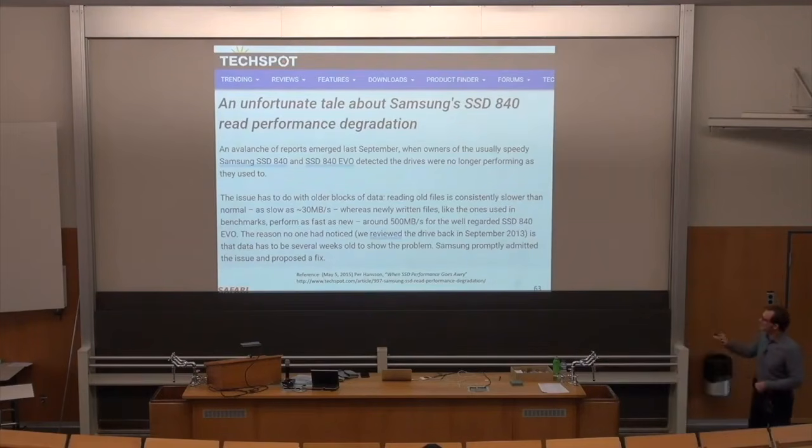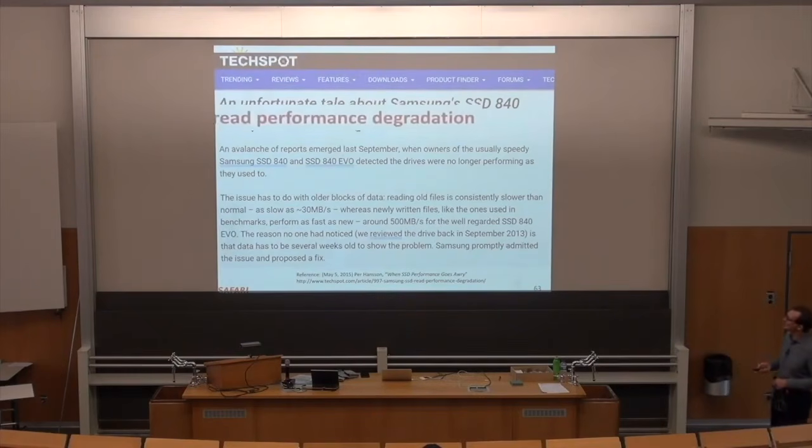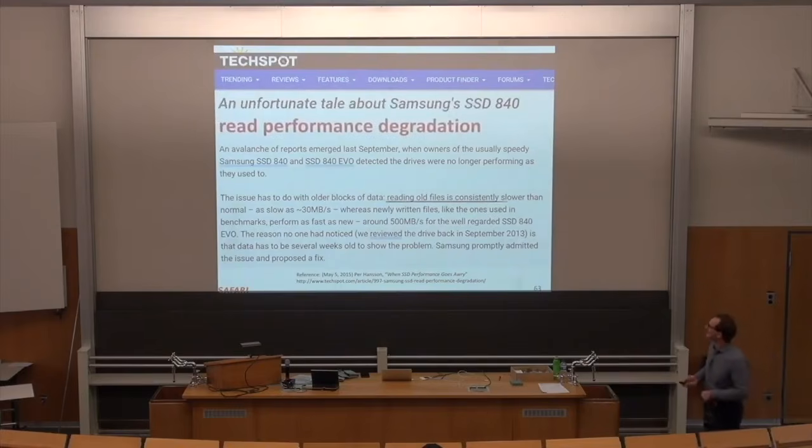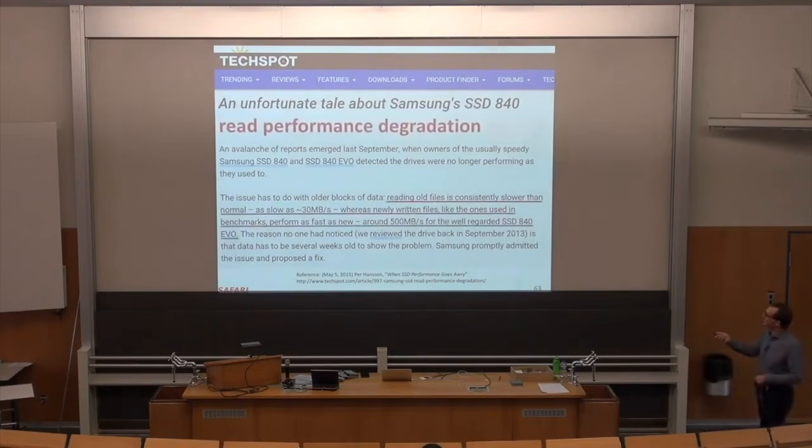But there are some cases where things sometimes hit the news. I don't know whatever news this is over here, but basically, people talk about read performance degradation when the device gets older. And as you can see, reading old files is consistently slower than normal, as slow as, well, it's actually really slow, 30 megabytes per second, whereas newly written files are much faster, as you can see, right? Some important SSD of its time, probably from 2014, 2015 or so. Okay, so these things happen basically.